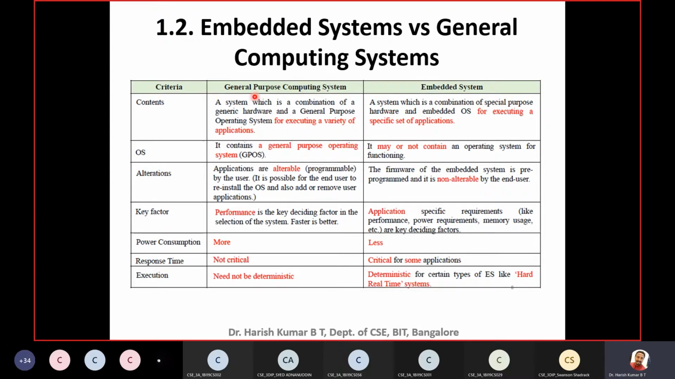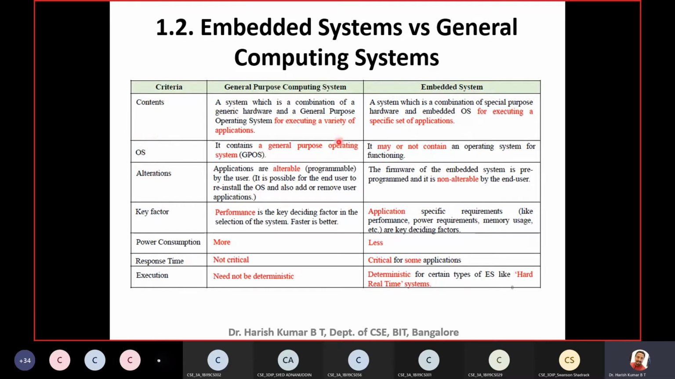Whereas general purpose systems have generic hardware and a general purpose operating system, embedded systems have an embedded operating system. The majority of the time, the embedded operating system is an RTOS, a real-time operating system. So this is the difference as far as the content of the general purpose computing system and an embedded system is concerned. Next, if we take the operating system.